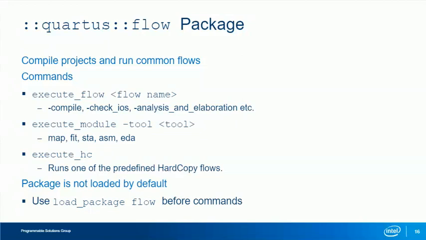The execute_flow command runs one of the predefined flows. The execute_module command runs a module that is a command line executable. The execute_hc command starts one of the predefined hard copy flows. The flow package is not loaded by default in any command line executable, so you need to load it using the load_package command before running any of the commands in the package.